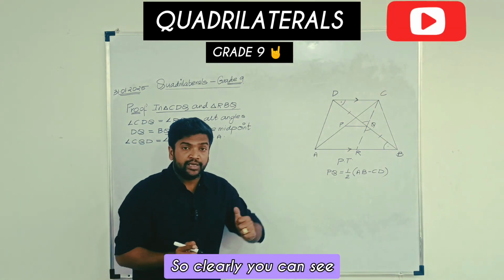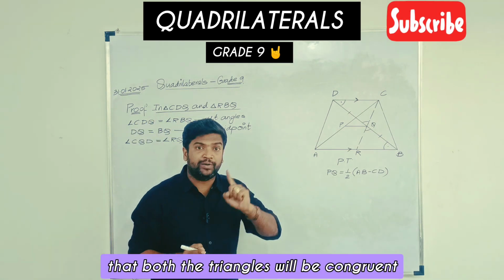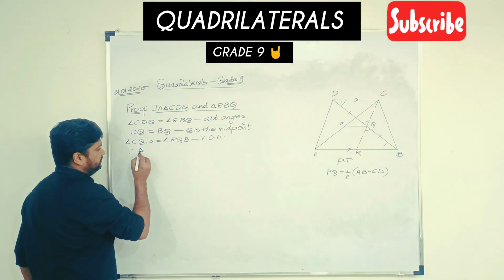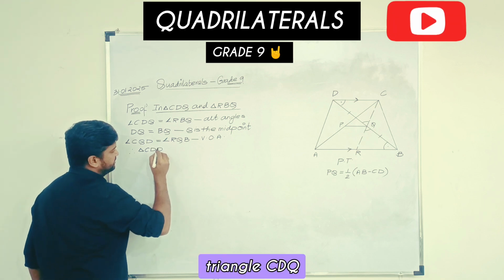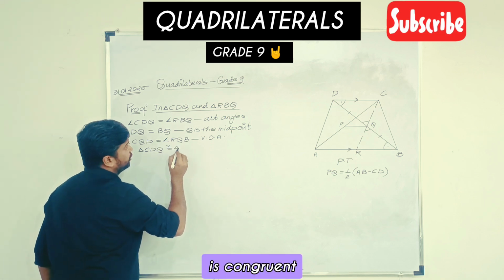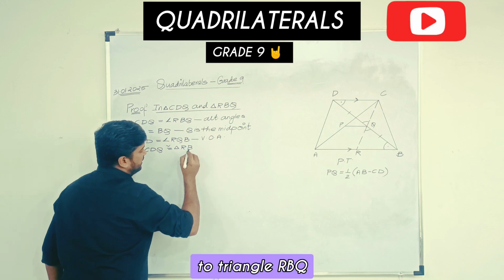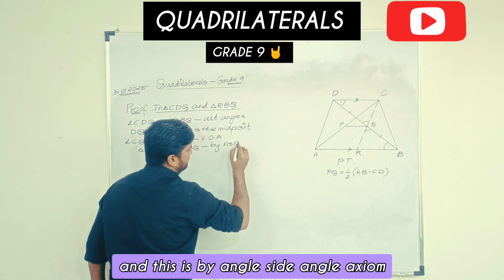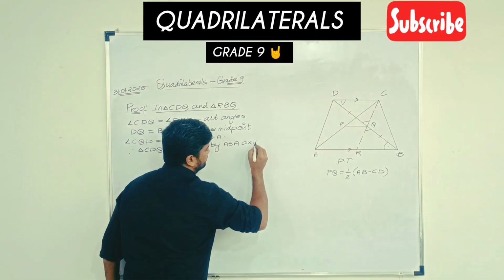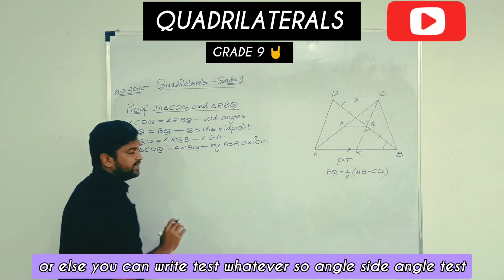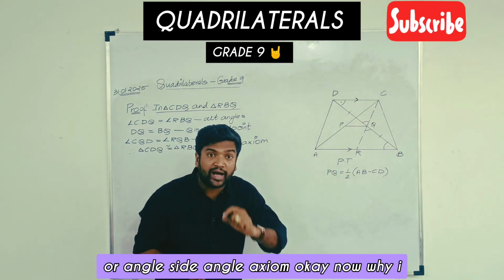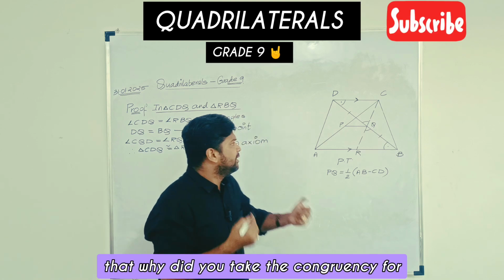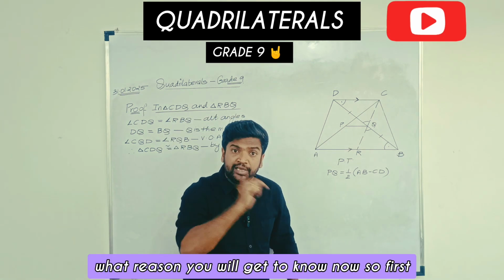Done. So clearly you can see that both the triangles will be congruent by angle side angle axiom. So I'll write therefore triangle CDQ is congruent to triangle RBQ, and this is by angle side angle axiom, or else you can write test, whatever. Okay, now why have I done this? You must be having a question, why did you take the congruency, for what reason? You will get to know now.